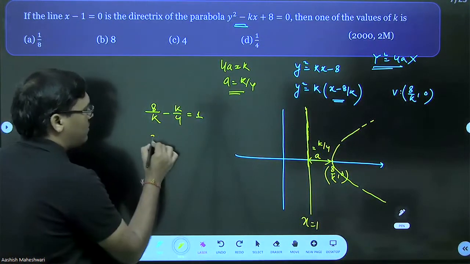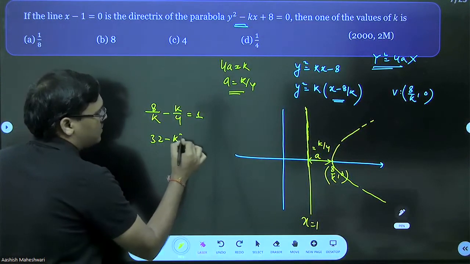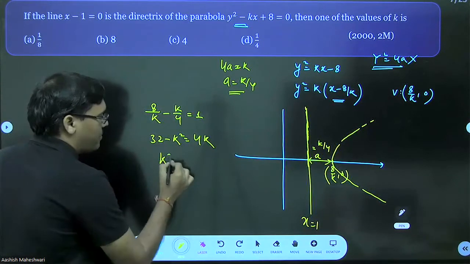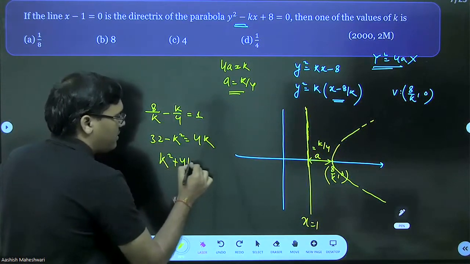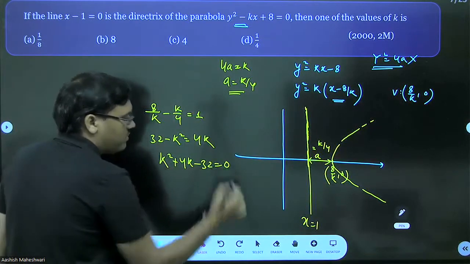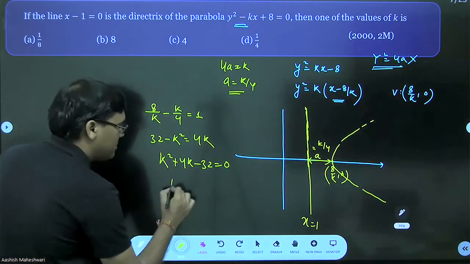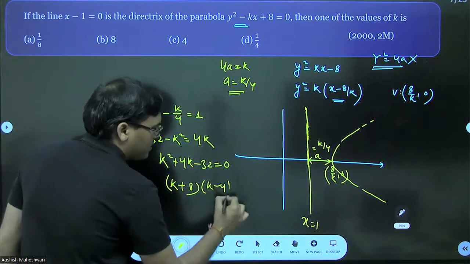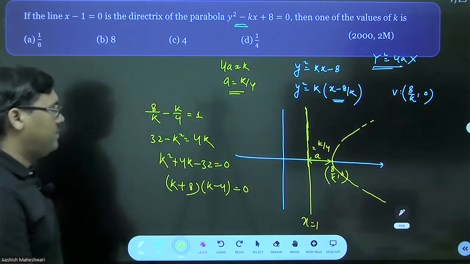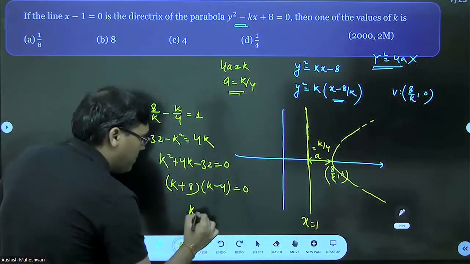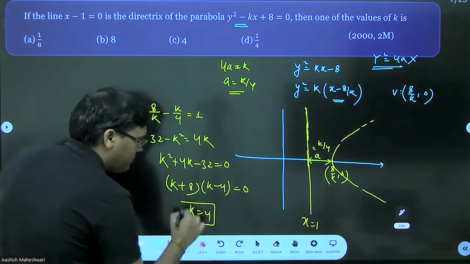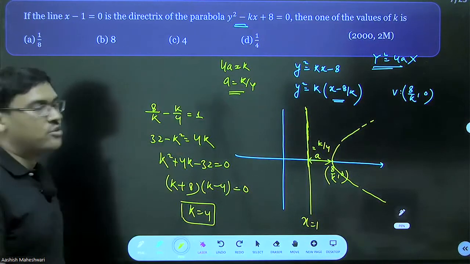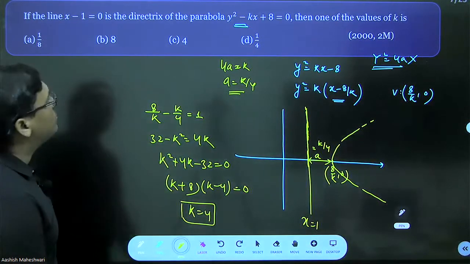So this is 32 minus k square is equal to 4k. So this is k square plus 4k minus 32 is equal to 0. So what is the answer? This is k plus 8 into k minus 4 is equal to 0. Correct? So what is the value of k? K will be equal to 4. That is the answer for this. We will not take k is equal to minus 8 because you can clearly see we have assumed k is a positive value. Okay. So what is the answer?